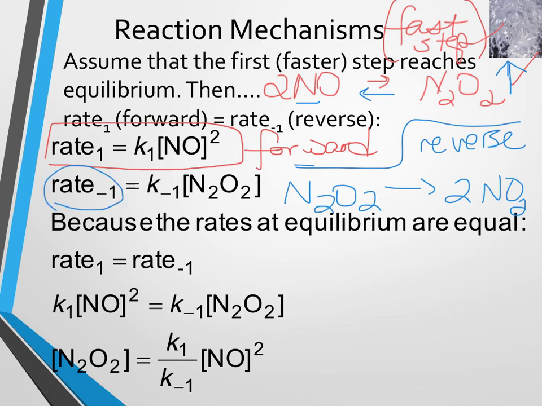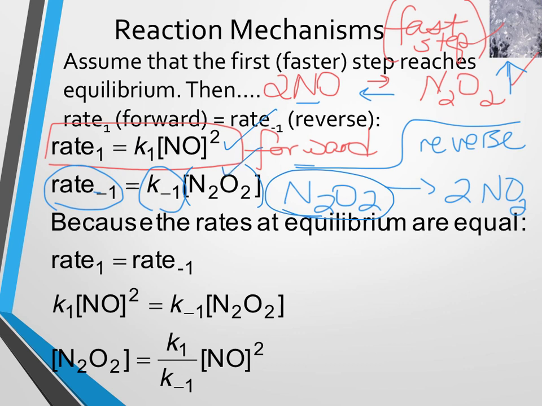So the rate law for the reverse reaction, and I'm expressing that it's reverse just using this negative sign, is equal to some rate constant times the reactant, which in this case is formerly the product, N2O2. So now you have a rate law expression for the forward reaction and a rate law expression for the reverse reaction.